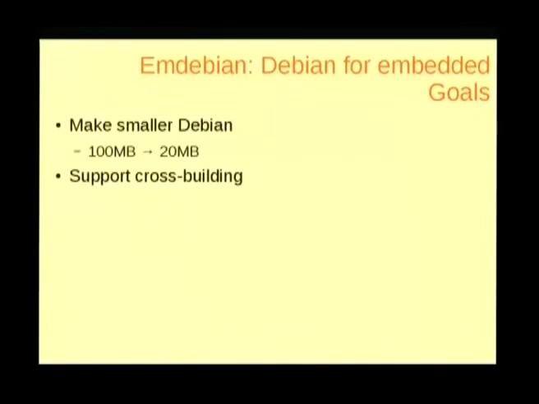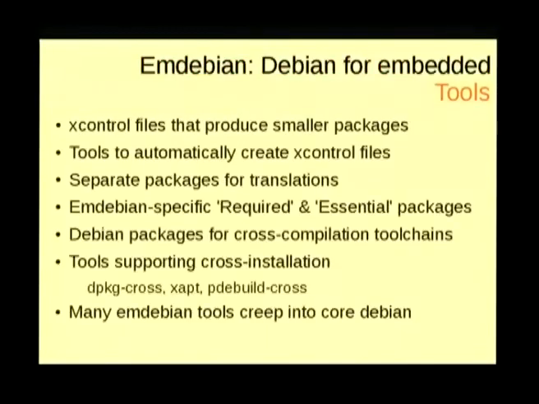Yeah, so I've already mentioned this. So what does Debian do? Make it smaller and make it cross-building. And then the tools are this xcontrol file. For the smaller packages, the control file is renamed to xcontrol to make it clear that it's a modified package. And then there are tools to automatically create those files.